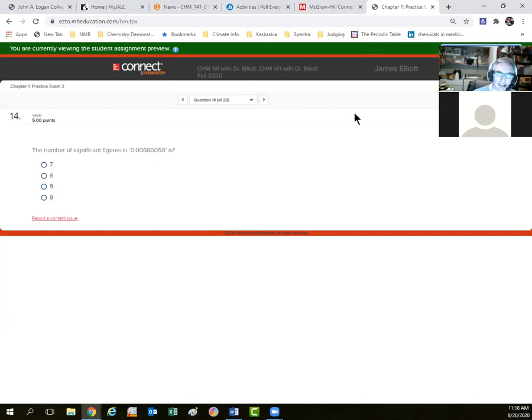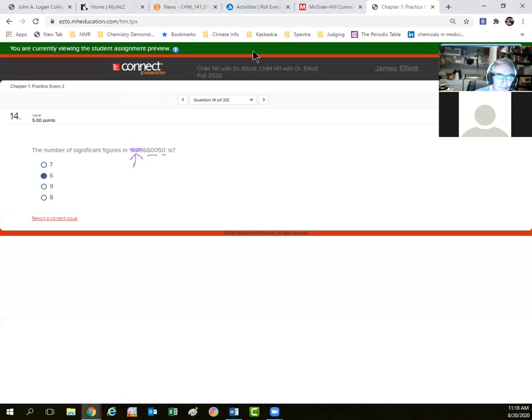Number 14, aha, significant figures, of course it always rears its head. Zeros at the beginning are never counted because we might have reached beyond the maximum capacity for the machine to measure. Zeros in the middle are always counted because there's real data to the left and right. And zeros at the end are only counted if there's a decimal place, which there is, tucked in there. So 1, 2, 3, 4, 5, 6 significant figures for that one.